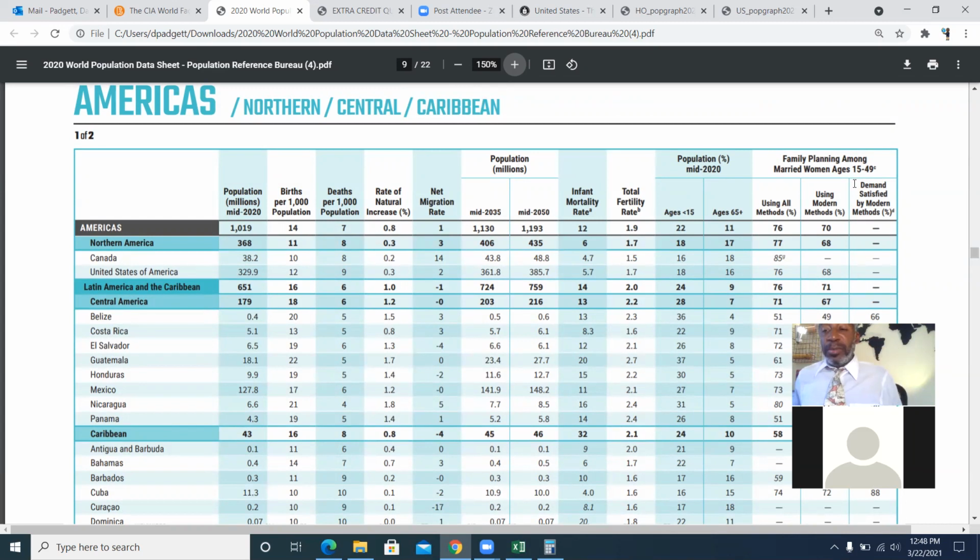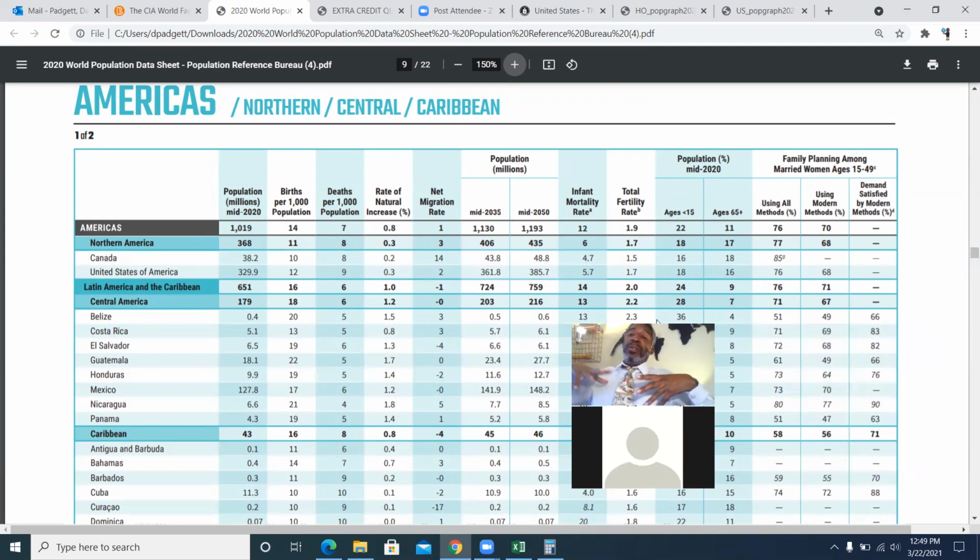But in some countries, say, Belize, as you can see, only 49% of women have access to modern methods, or 51% have access to all methods of birth control. And you can see that would clearly translate into higher fertility rates and higher birth rates. You can easily see how that would translate.